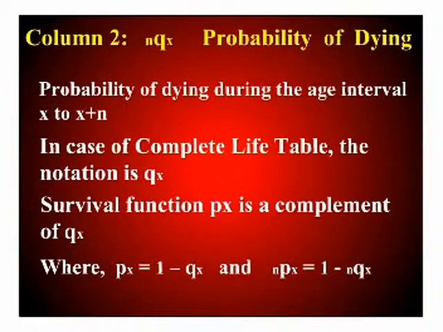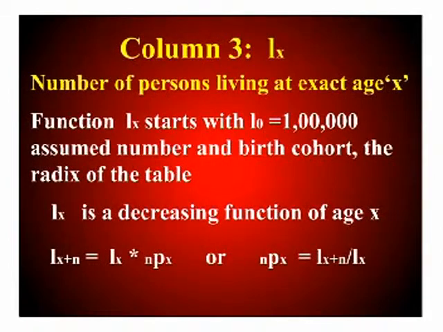Sometimes another life table function, Px, as a complement of Qx, can also be calculated, that is, Px equal to 1 minus Qx and nPx equal to 1 minus nqx. In column 3, the survivors or lx values are presented, that is, the number of persons living by exact age x at the beginning of the age interval.